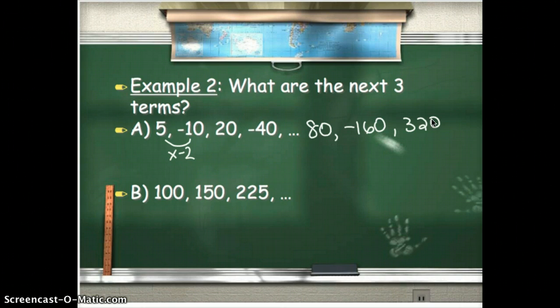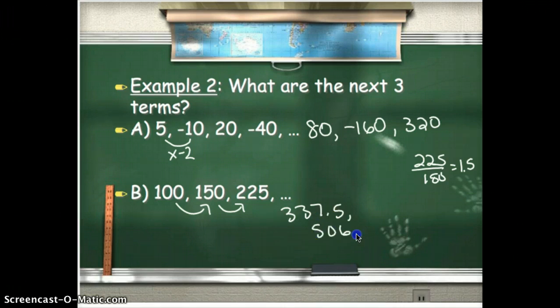Okay, the next one is multiplying by a decimal, but don't panic too much. If you're having trouble seeing what it's multiplying by, just try dividing. Like 225 divided by 150, we get 1.5. So it multiplies by 1.5 every time. If I continue that, 225 times 1.5, we get 337.5. Then multiply that by 1.5, and we get 506.25. And then multiply that by 1.5, we get 759.375. So those are the next 3 terms of this sequence.